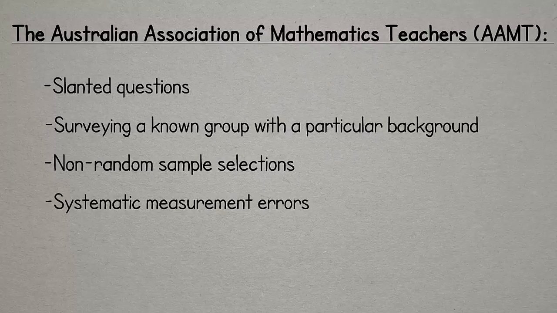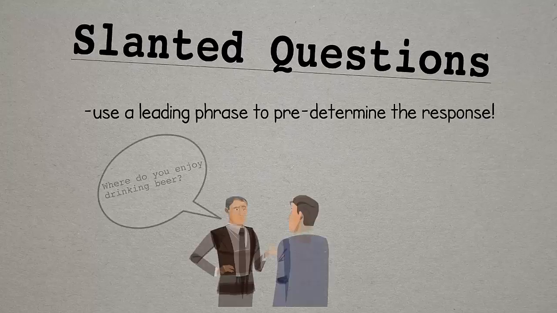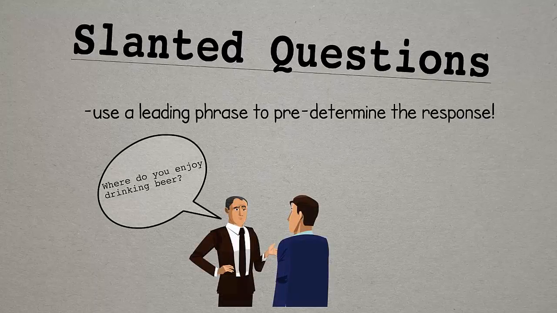Let's examine these individually. Slanted questions. Questions constructed with a particular slant might use a leading phrase to predetermine the response, such as, "Where do you enjoy drinking beer?" This question presumes that the respondent drinks beer.